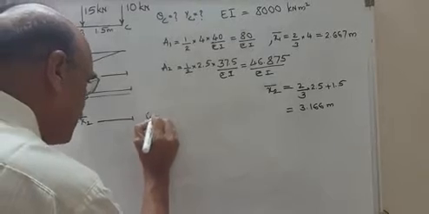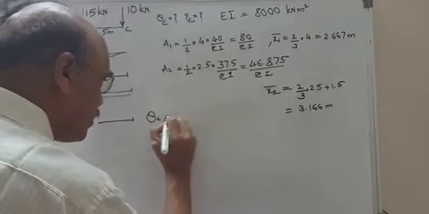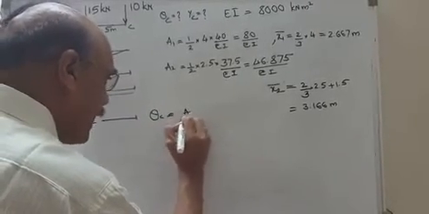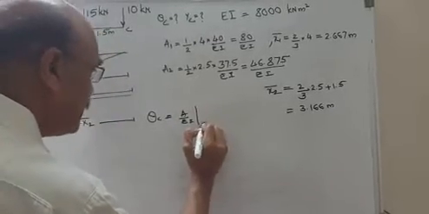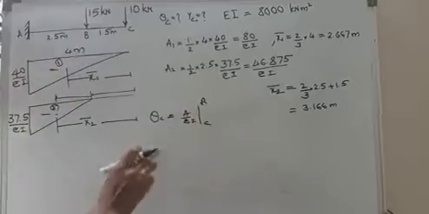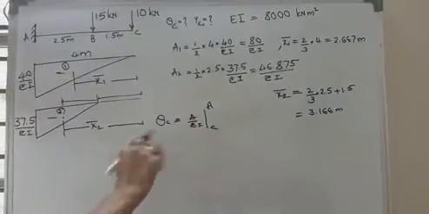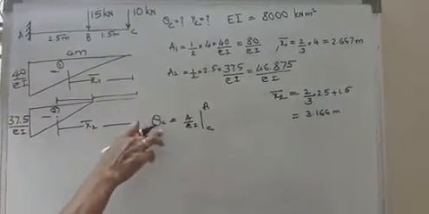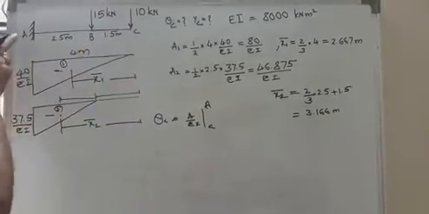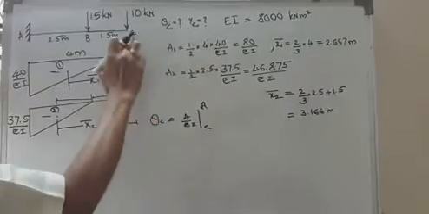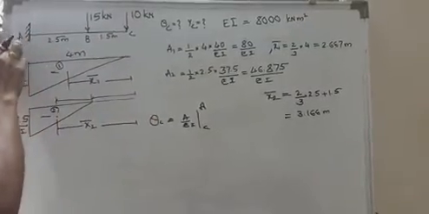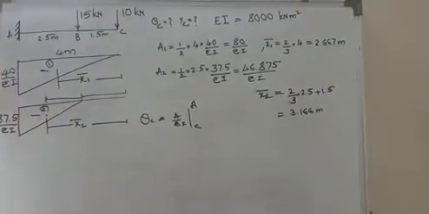Now, what is slope at C now? That is slope at C, that is theta C is equals to, you know that A by EI, area of the bending moment diagram by EI, between C and A. Always you have to calculate the area of the bending moment diagram between the point where you are calculating the slope. Another point must be at the fixed end, because actually this is theta C minus theta A, but theta A is 0, so directly you will get here theta C.